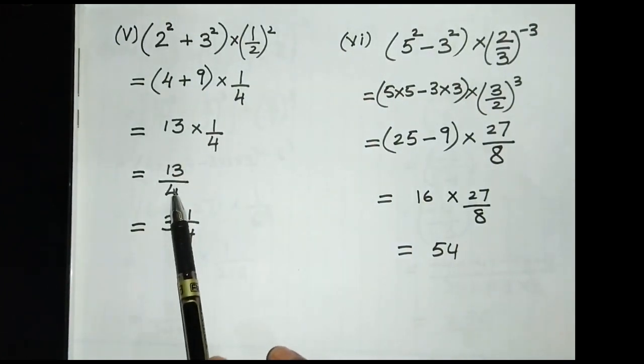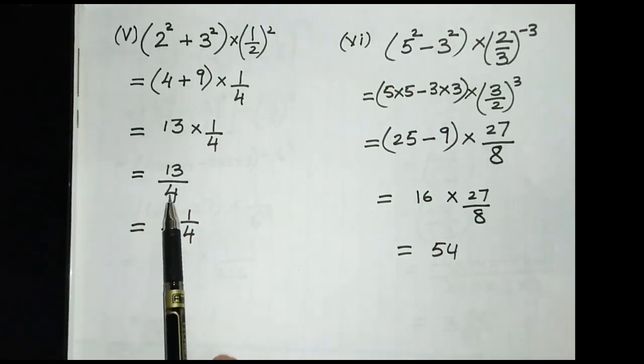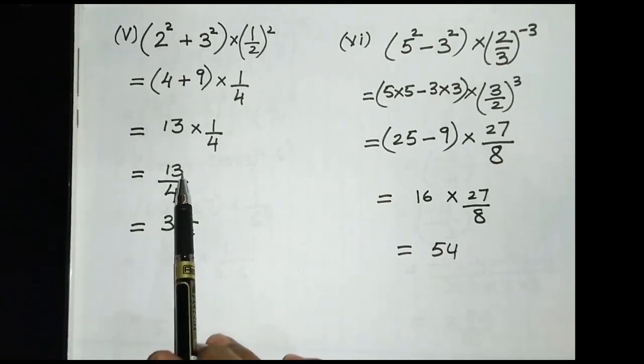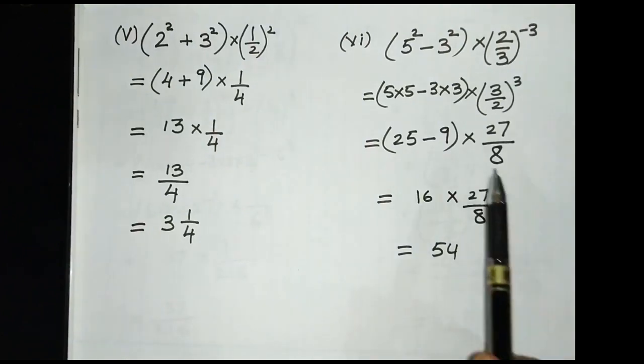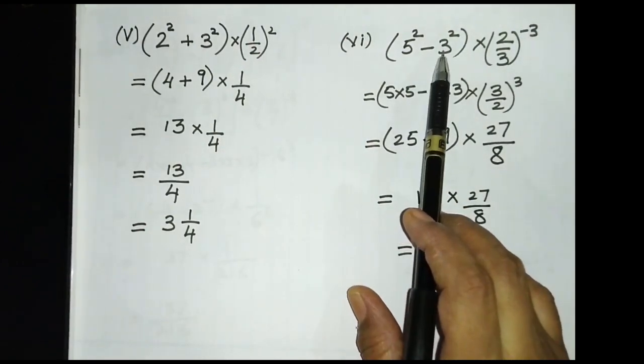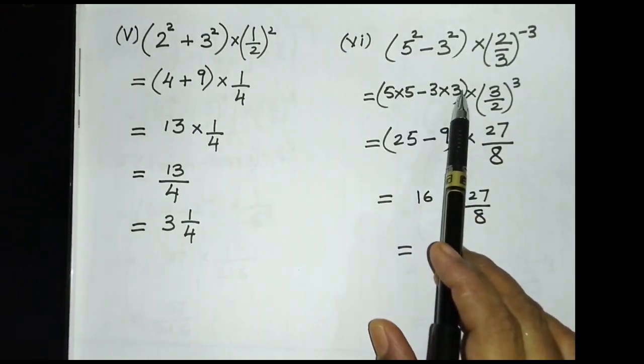13 by 4 we get, and we'll change it to a mixed fraction by dividing it by 4. 4 3s are 12. So we have 3 here, and 1 remains: 1 by 4. Next one is 5 square minus 3 square. So we have done 5 into 5 minus 3 into 3.